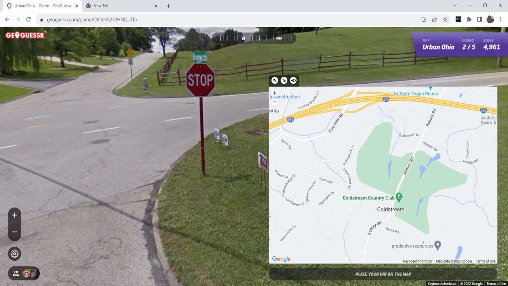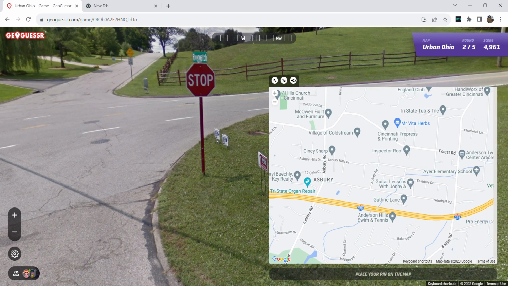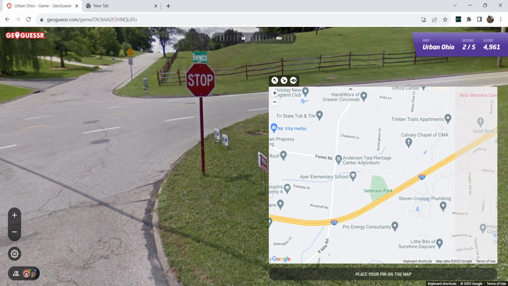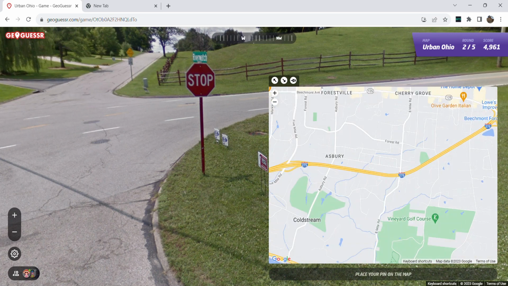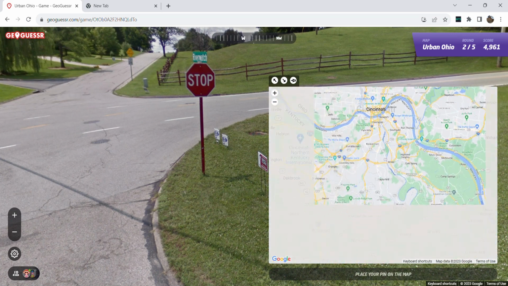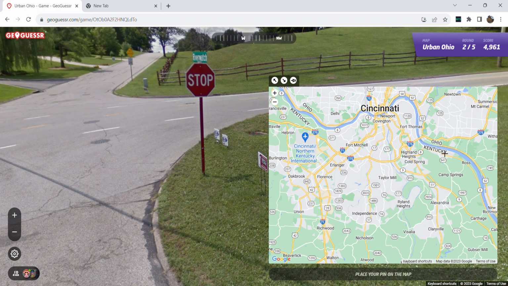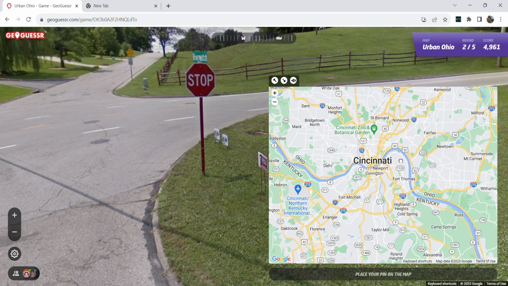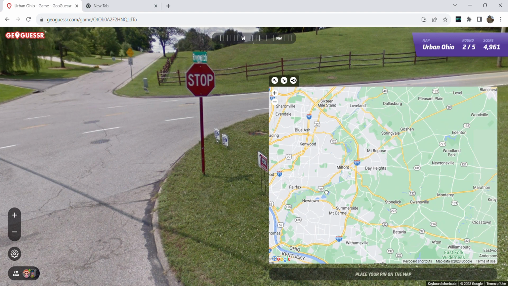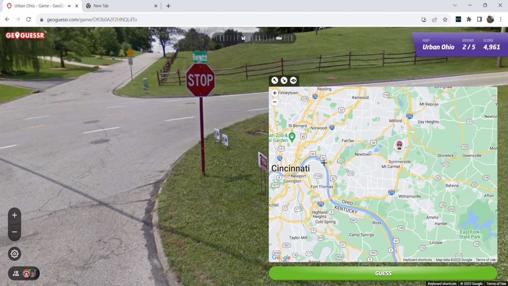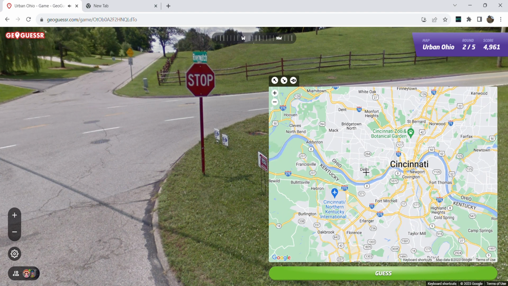Asbury, Ayers, 5 Mile. It's just hard to tell, no moving, for sure. I'm going to think that probably what I am looking at is like Western Hills, Cincinnati here. Delhi, somewhere like that.